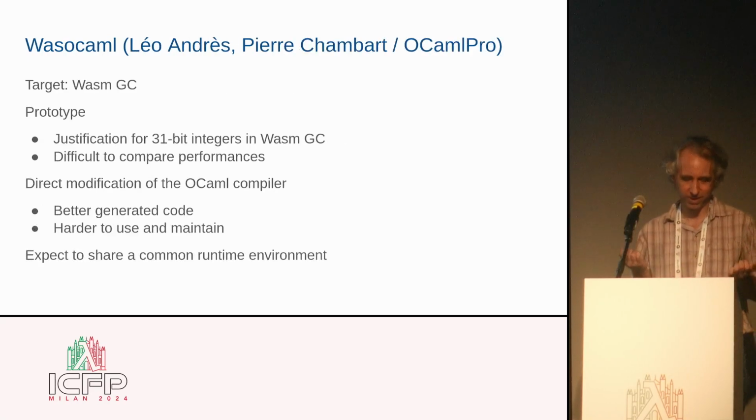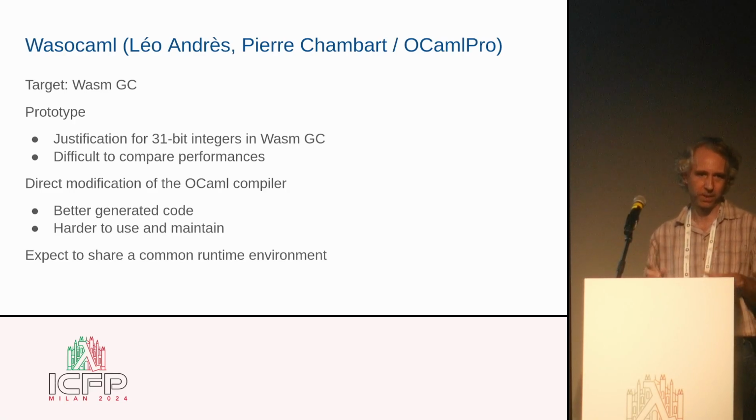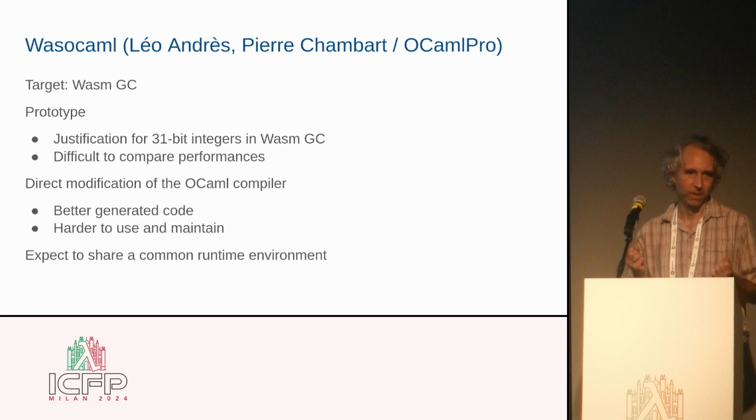And WasmCaml is another compiler from OCaml to WasmC. It modifies the Caml compiler, and it was really great because I think it's because of them that we have 31-bit integers in WasmGC. But it's hard to compare the performance between their implementation and ours because it's only a prototype.